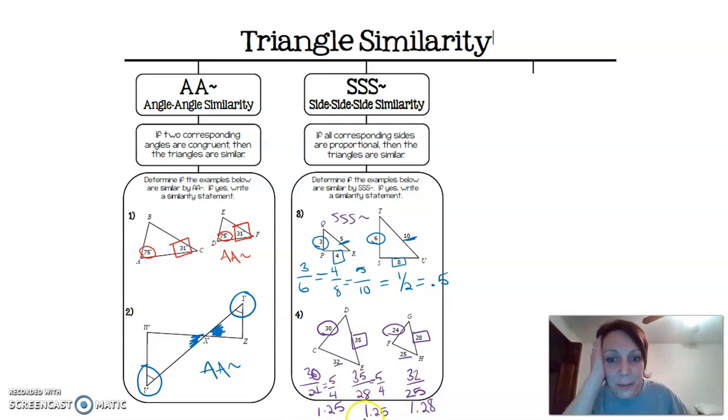Sorry, you have two that match and one that's really close, but close doesn't count. I'm not rounding these. I'm not going to say, oh, I'll just say they're all 1.3. No. That third one, they used a different scale factor. These are not similar. Bye. Not similar.